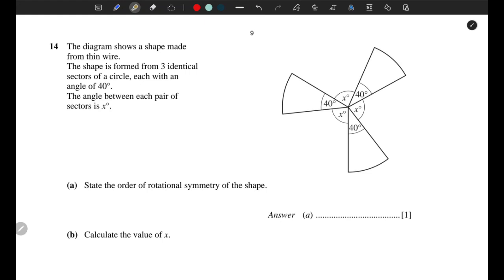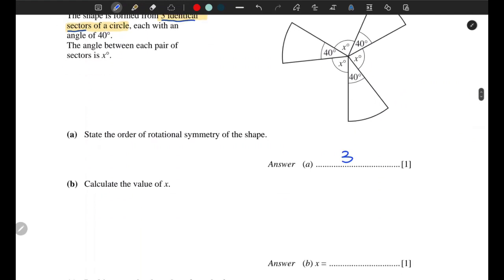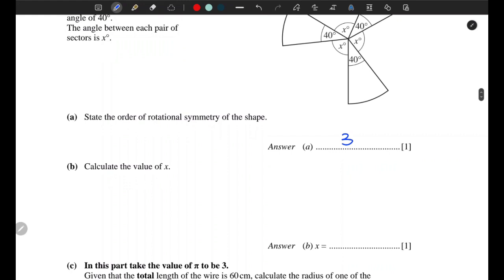This says the diagram shows a shape made from a thin wire. The shape is formed from 3 identical sectors of a circle, each with angle 40. The angle between each pair of sectors is x. And then we need to find the order of rotational symmetry. And because it says there are 3 identical sectors, obviously the rotational symmetry will also be equal to 3, right? And now we have to calculate the value of x.